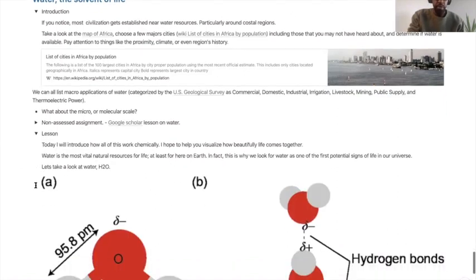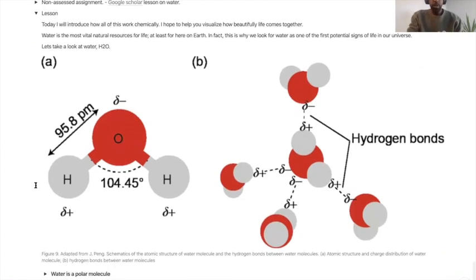Okay. So now on to the lesson. Today I will introduce how all of this works chemically. So this being water, why water is so important, how it interacts with the environment around it, and the really unique properties of water. My goal is to help you visualize what's going on, so we know what a water molecule looks like, H2O, but what exactly is going on between the interactions of H2O and salts, or H2O and oils, fats. Okay.